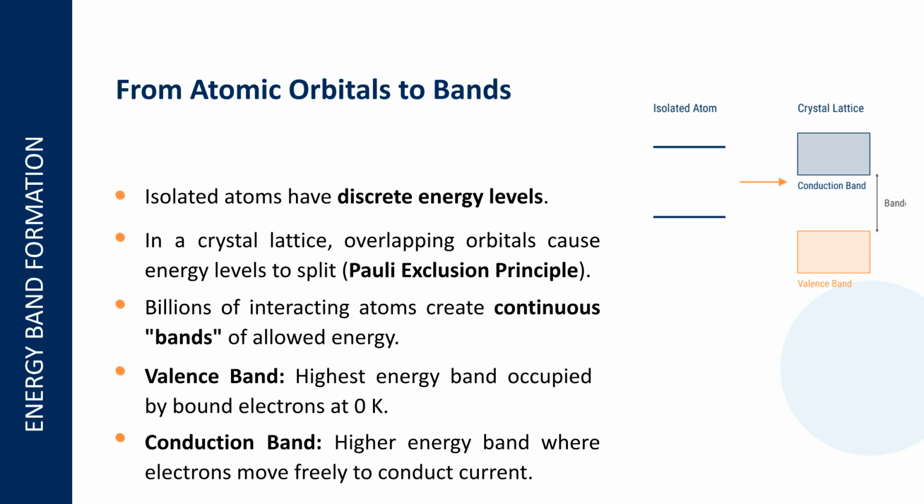The two most important bands for optoelectronics are the valence band and the conduction band. The valence band contains the highest energy electrons that are still bound to specific atoms at absolute zero temperature. The conduction band is the next highest energy band. It is largely empty at absolute zero, but if an electron is promoted here, it is free to move through the crystal lattice and contribute to an electrical current.